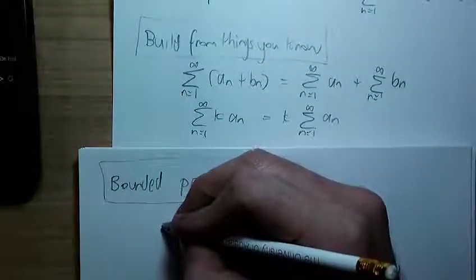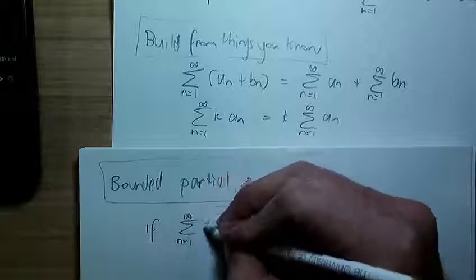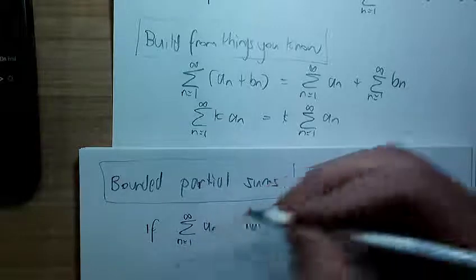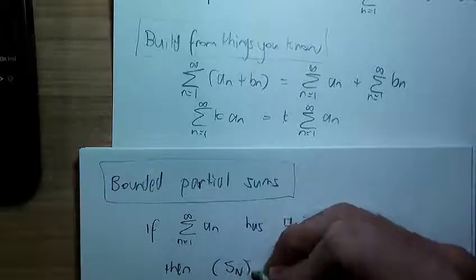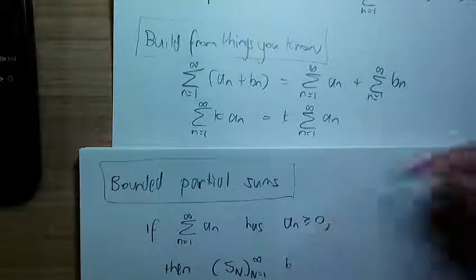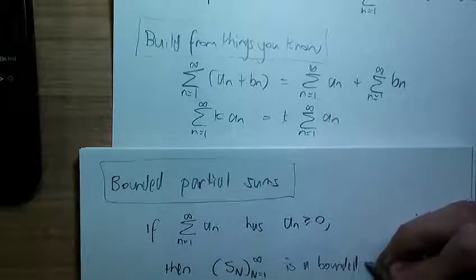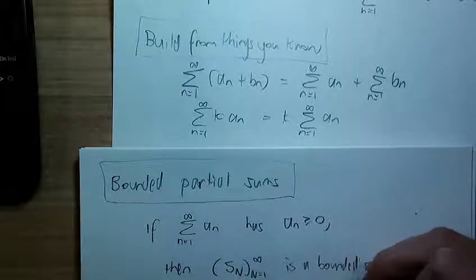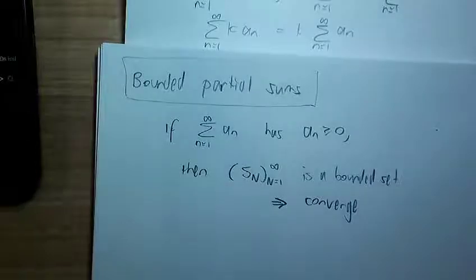So we get basically the set of AN greater than or equal to 0, then the partial sums being a bounded set implies that we converge.